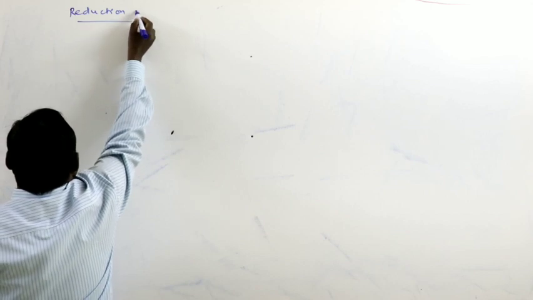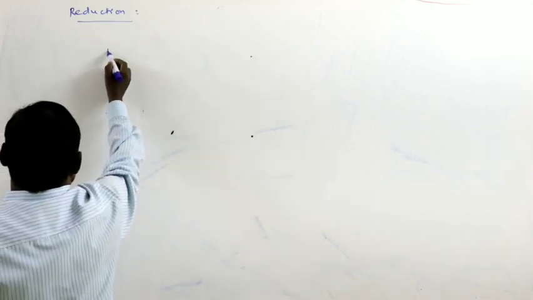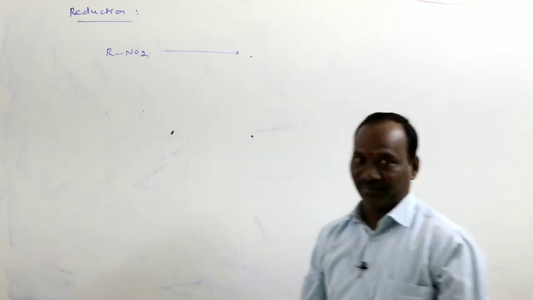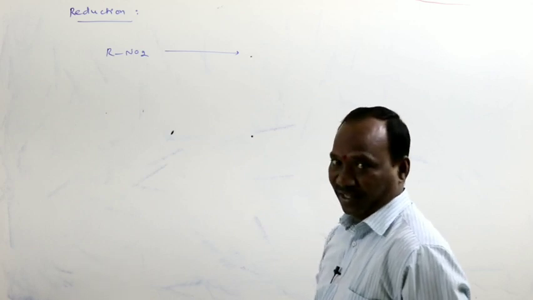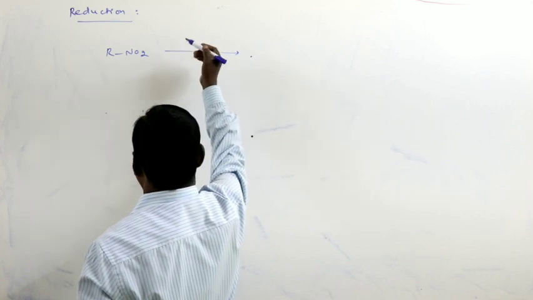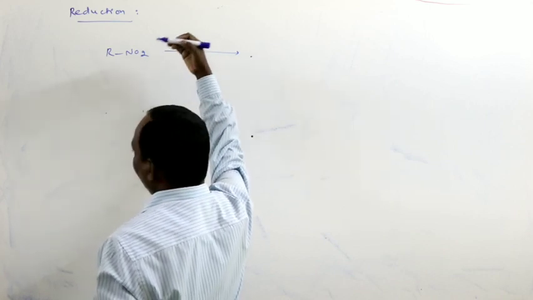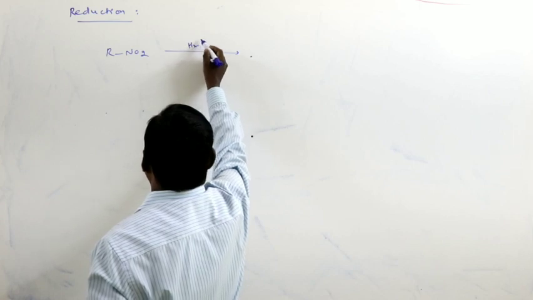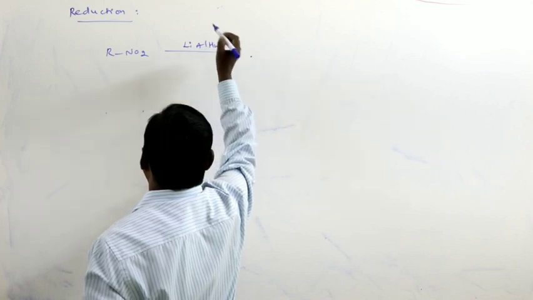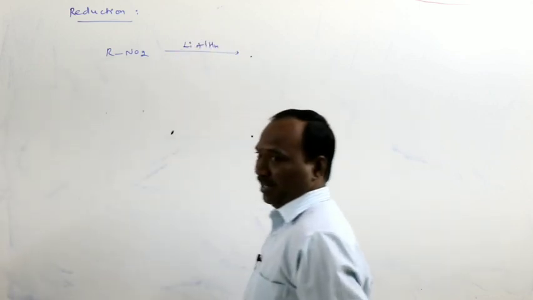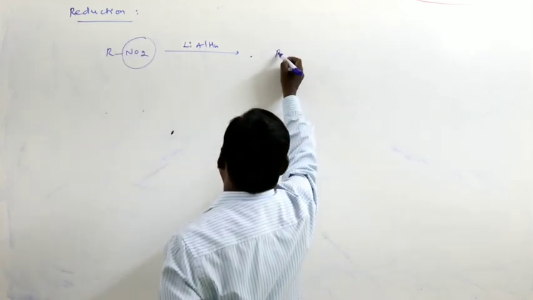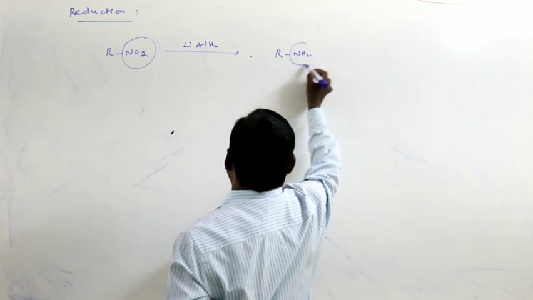Reduction of nitroalkanes or NO2 reduction. Tin plus HCl, Sn plus HCl, or lithium aluminum hydride, or H2 by nickel, or metal plus HCl. Here this NO2 group is reduced into amine or NH2.